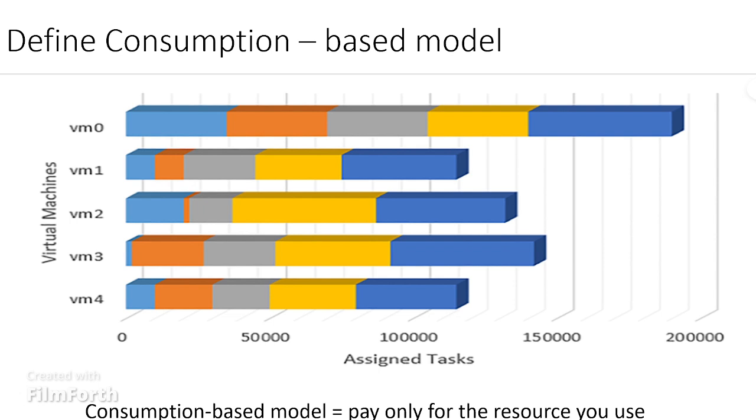Consumption based model: pay only for the resources used. If you want to test your application, you create a temporary virtual machine. When your testing is completed, you just shut it down and it does not continue. You are paying only for the work you have done. After that, you are not going to pay any amount.